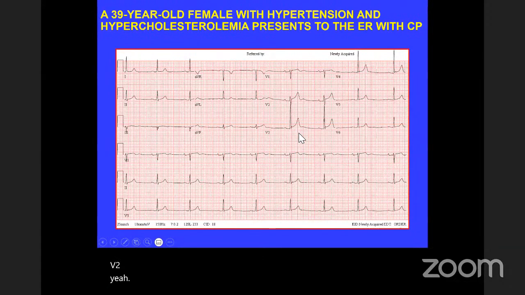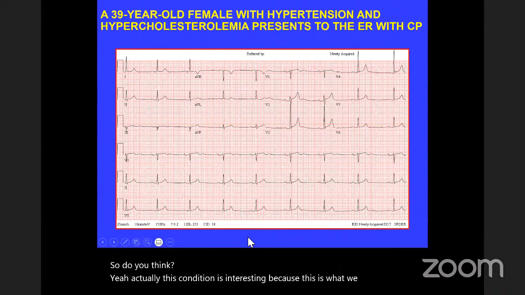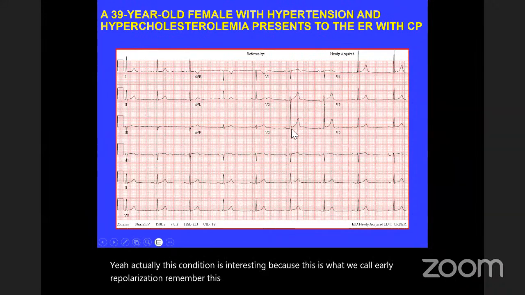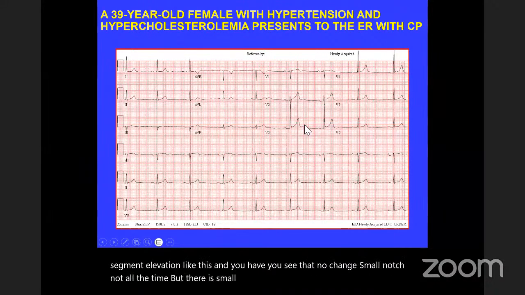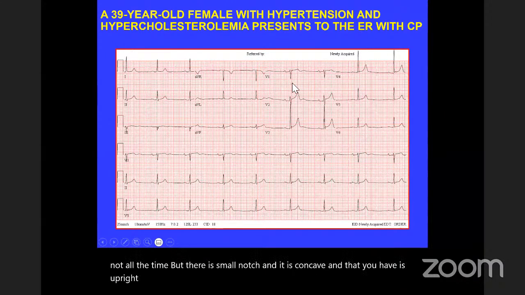So do you think she's having the ST elevation? MI, that is in V2 or V3. Actually, this condition is interesting because this is what we call early repolarization. Remember this terminology, early repolarization. If you have ST segment elevation like this, and you see a small notch here, not all the time, but there is a small notch, and it is concave, and the T wave is upright, and usually young people, we consider it early repolarization.